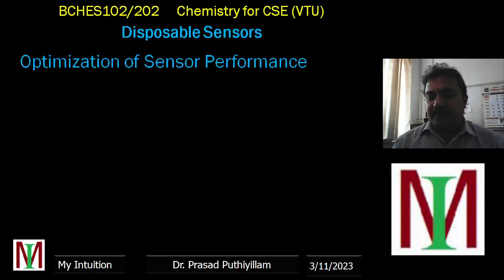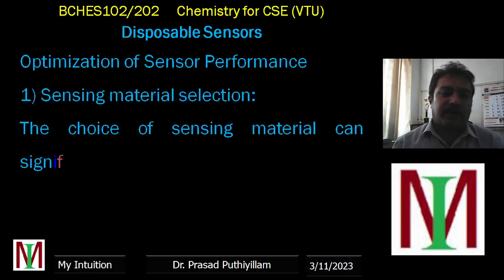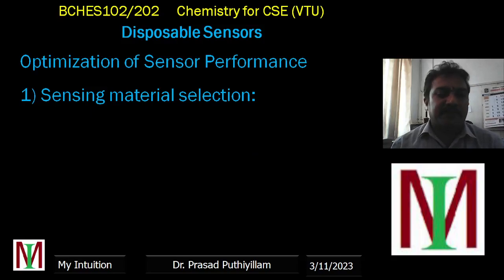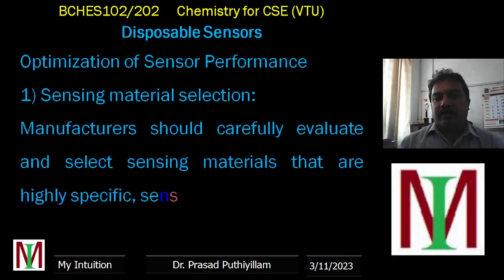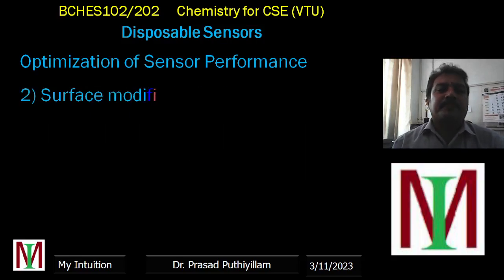Optimization of a sensor performance. How do we have to optimize the performance of the sensor? That means we need to have a proper material selection. We have to have a choice of sensing material. It significantly affects the performance of the disposable sensors. Therefore, the manufacturer should evaluate while selecting the sensing material. It should have high specific sensitivity and it should be very stable also.